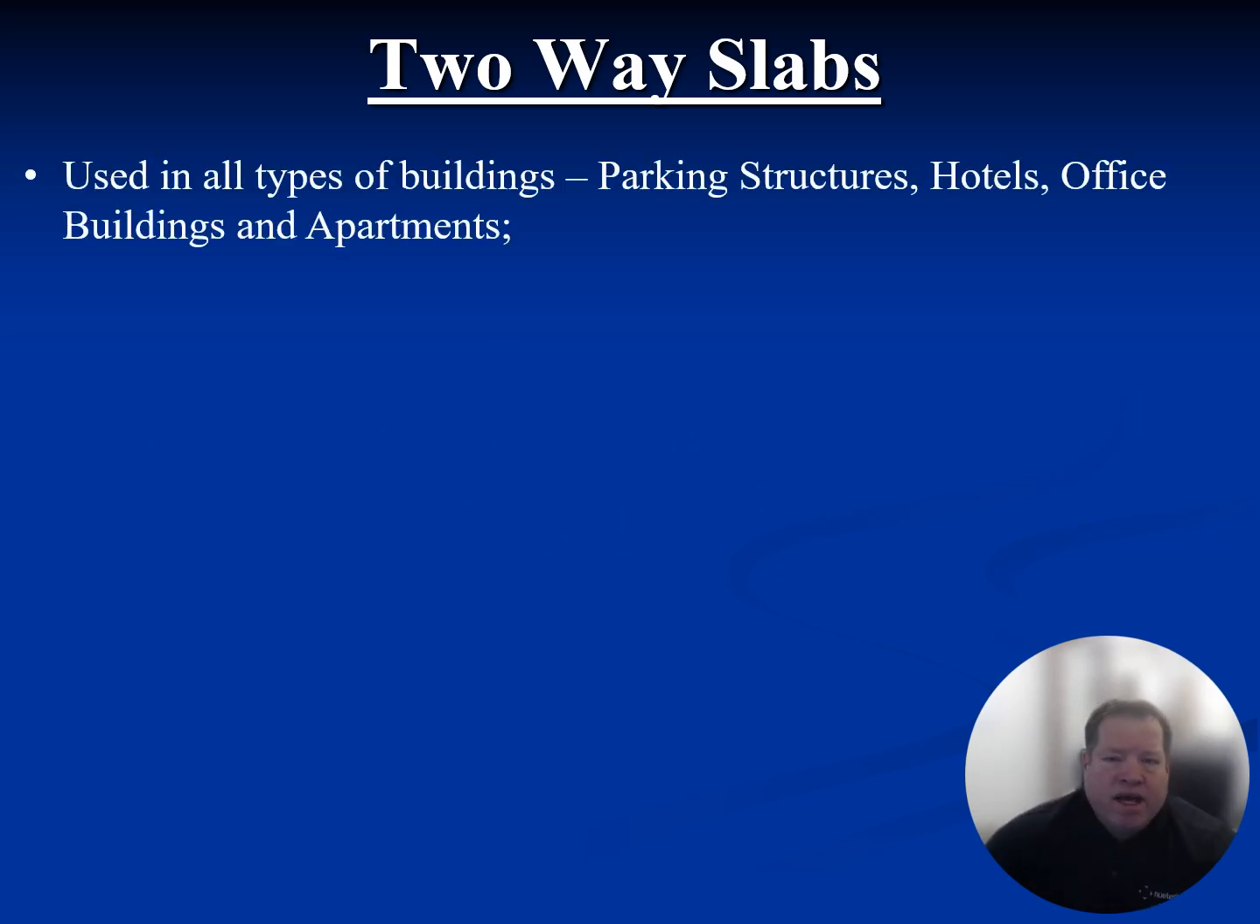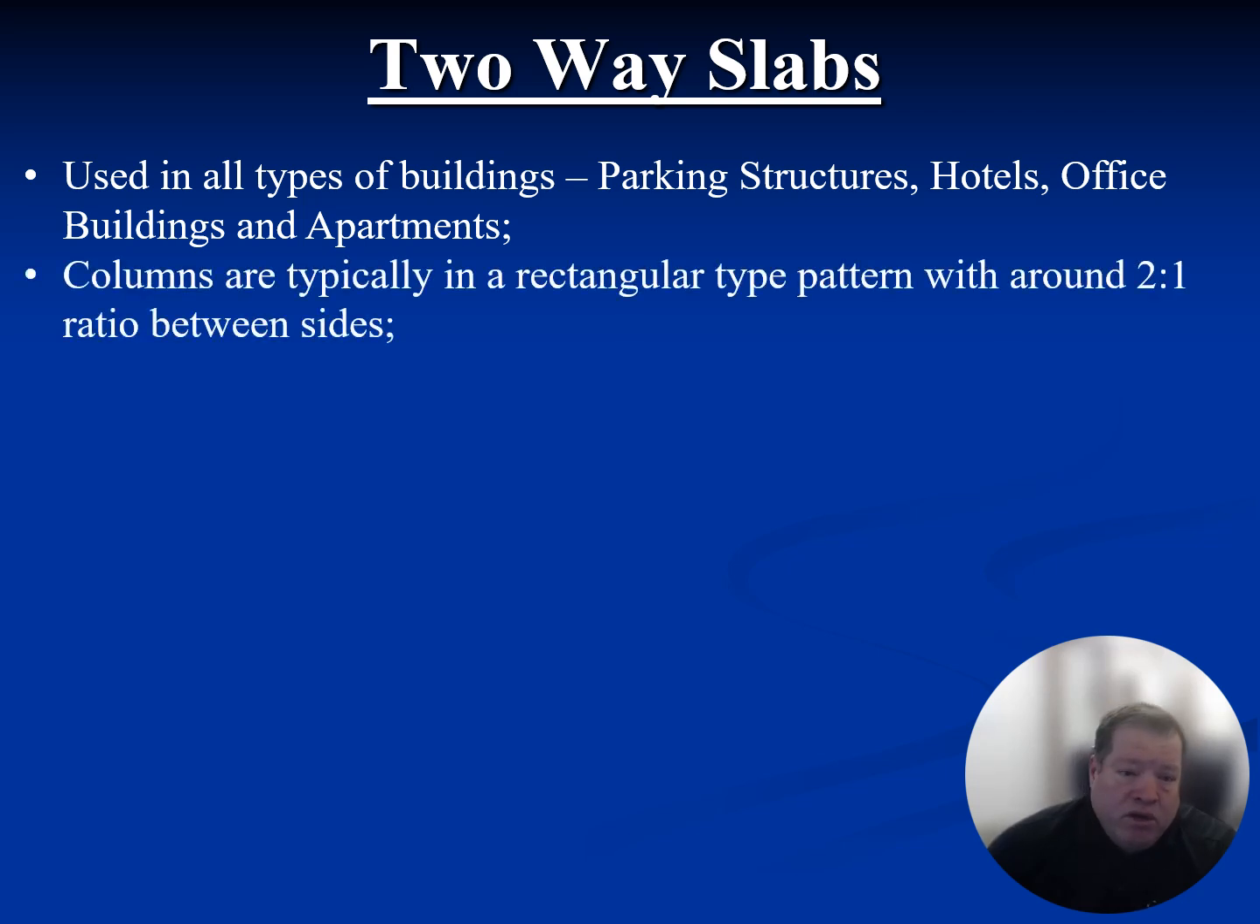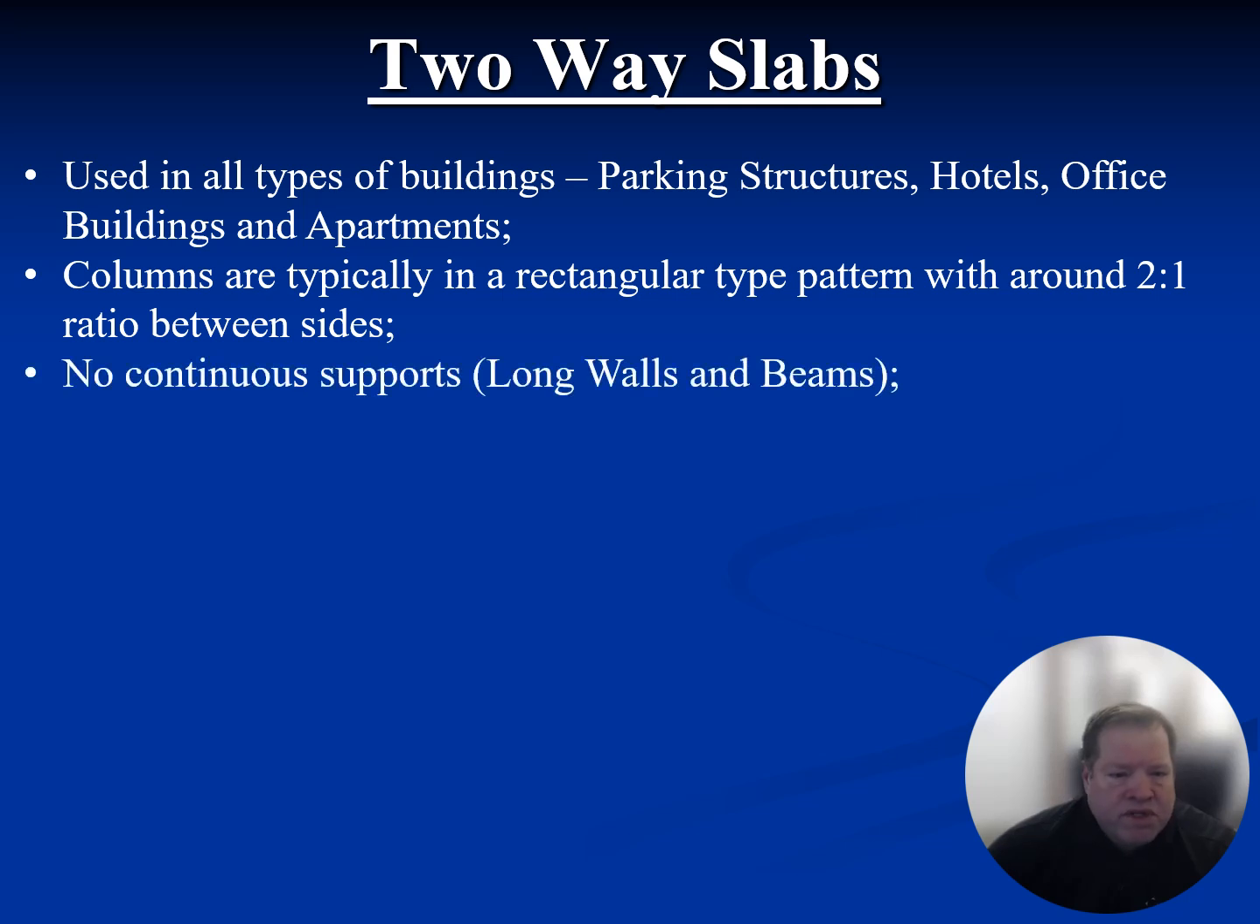So very quickly, two-way slabs are used in pretty much every type of structure. At least in North America or the United States, long span beams and one-way slabs are typically used for parking, whereas two-way slabs can be used for parking, hotels, offices, podiums, buildings, apartments, storage, whatever you have. A two-way slab has usually been used and successfully been used. In general, the columns are typically in a 2-to-1 ratio between sides. Obviously, a 1-to-1 ratio would be ideal. Ideal rarely happens, but if you're less than 2-to-1, typically the flat plate is the economical choice.